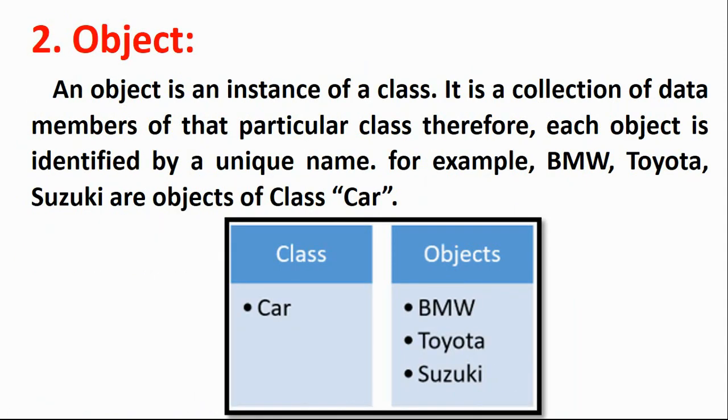Therefore, a class can hold both data and functions. 2. Object. An object is an instance of a class. It is a collection of data members of that particular class. Therefore, each object is identified by a unique name. For example, BMW, Toyota, Suzuki are objects of class car.